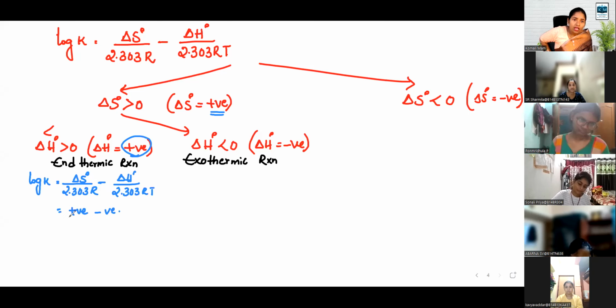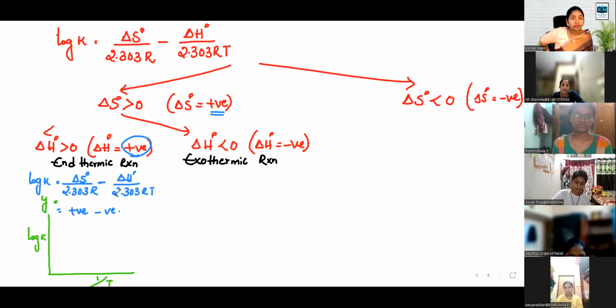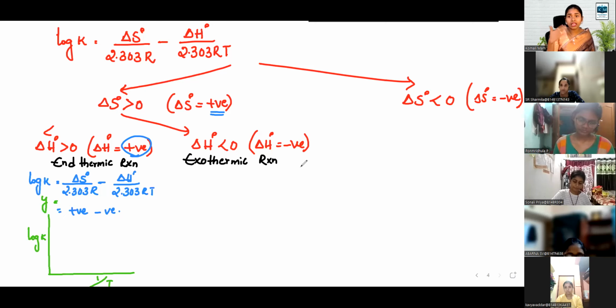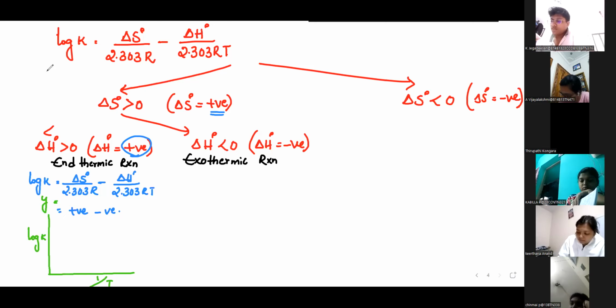So, let's see the graph. Between what and what? Log k and 1 by t. This is a straight line equation, which everyone must be familiar with. Y is equal to mx plus c. Repeat, everybody. Y is equal to mx plus c.